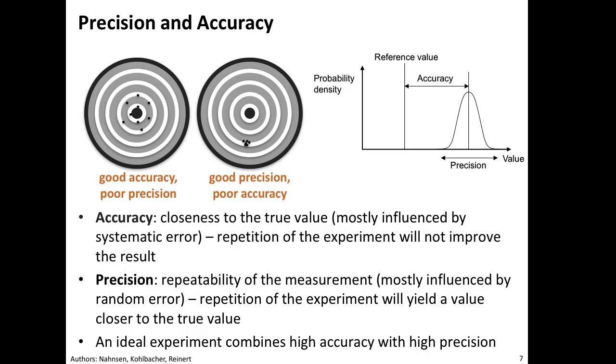And the two should not be mixed up. One describes the bias, and one describes the variance of your sample. This here is the opposite. You have good accuracy and poor precision. So what do you think? What is better? Is it better to have good accuracy and poor precision, or the other way around?